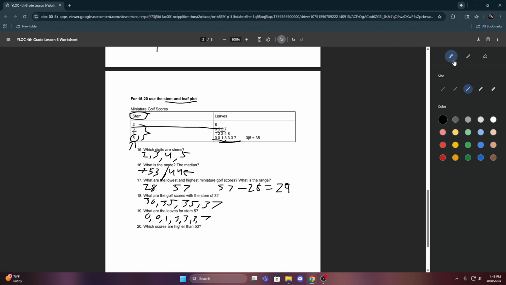And which scores are higher than 53? We know that we're already in the 5s, which is the highest value, and then the 3s. The only thing that's higher than that is 7 here. So the highest score is going to be 57, and it's higher than 53.